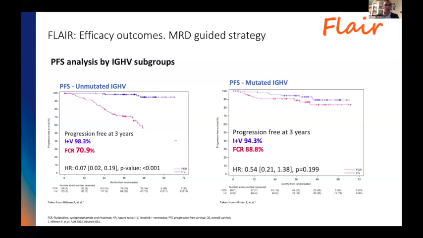Because the way we have established the treatment duration in the FLAIR study is not necessarily the most easily applicable to all clinical scenarios, but the hazard ratios here continue to be quite significant. It also demonstrates that the FCR treatment, as we know, is very good for the mutated patients. But even though it is good, the I+V has shown superiority, although it's still not statistically significant.